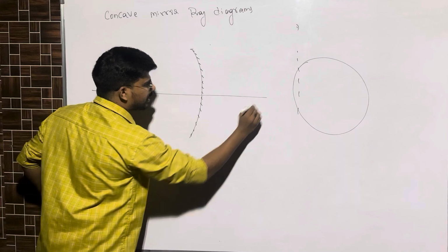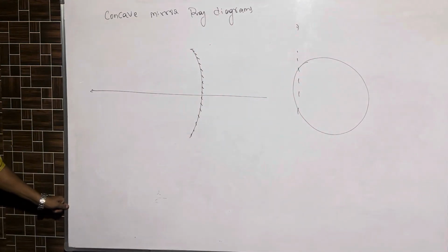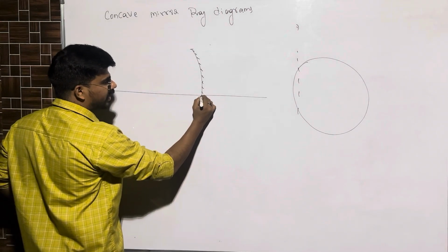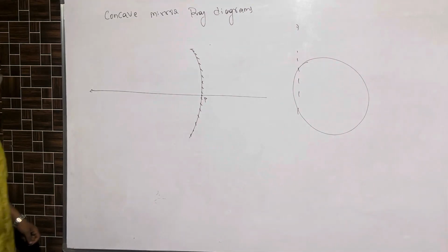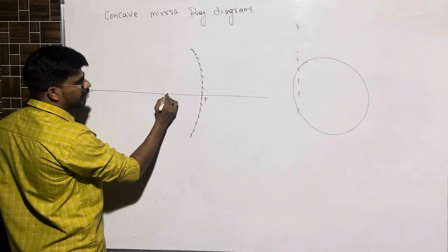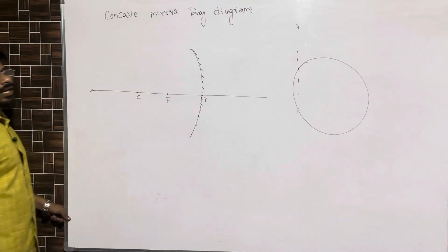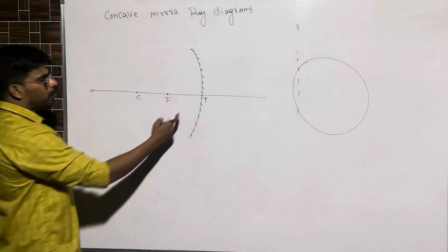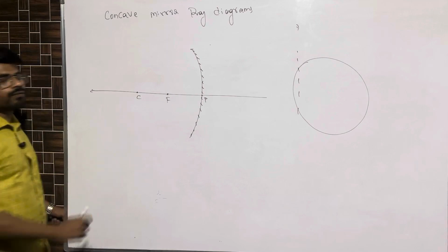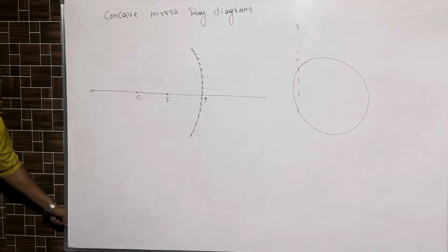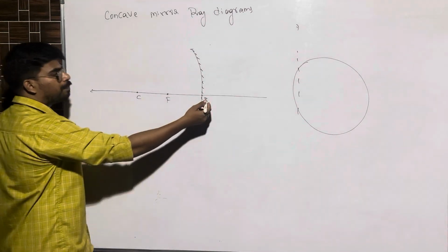The line drawn from the center is known as the principal axis. At the center of the mirror you have a point, that point is called the pole. From the pole, at a certain distance you have another point, this is the focus. At the same distance you have another point, this is the center of curvature. Pole, focus and center of curvature. The distance from pole to focus is equal to the distance from focus to center of curvature. These two distances are equal and all the distances are measured from the pole.